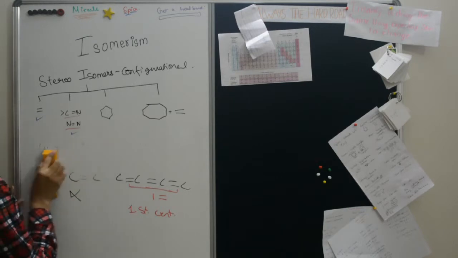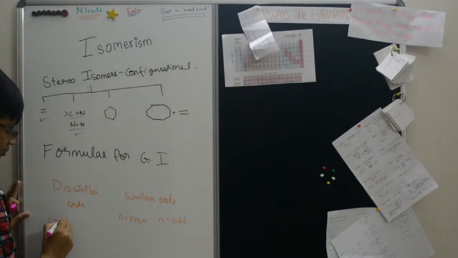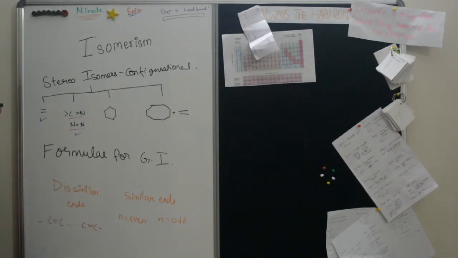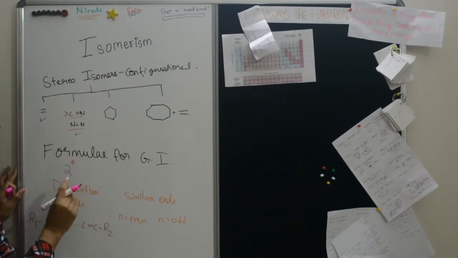Next we move on to the formula. Finally, we have a formula for finding out the number of geometrical isomers in a compound. So if you have a double bond system like this, then what does dissimilar end and what does similar end mean? Dissimilar end basically means that in the first double bond, the group over here, let's call that R1, and in the last double bond, the group over here is R2. Now these two are not similar, and that is what dissimilar ends mean, and the formula is very simple. It's just 2 to the power of n in case of dissimilar ends.